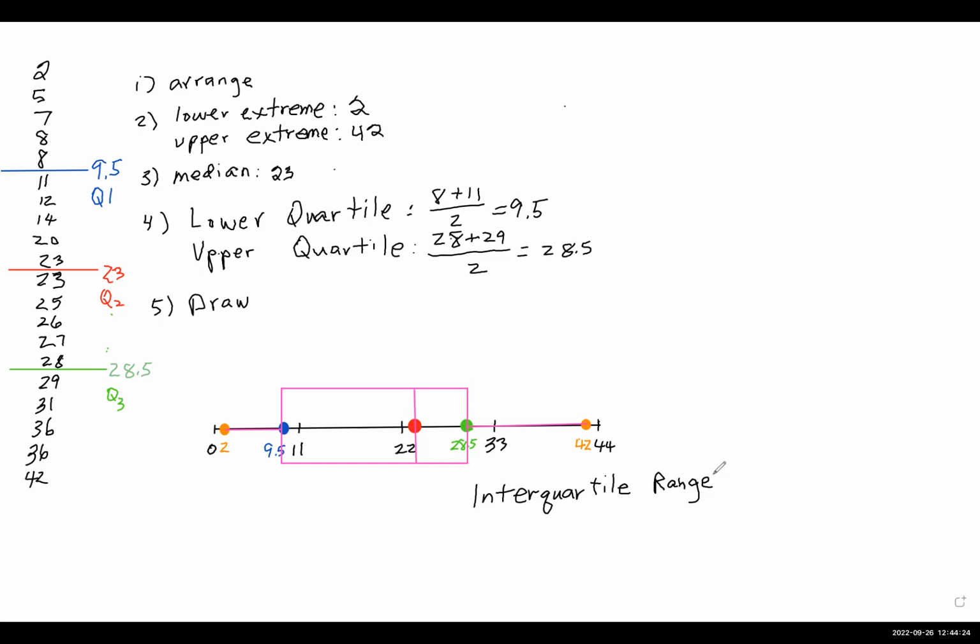Would it be like 42 minus 2? No, that'll be the range. Yeah, that's the range of the data. But now I'm talking about those quartile numbers. If I say, well, what's the interquartile range?